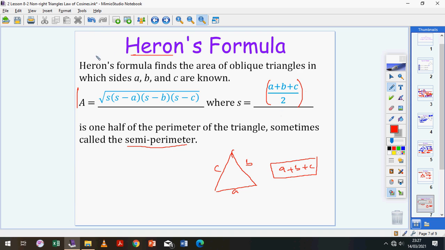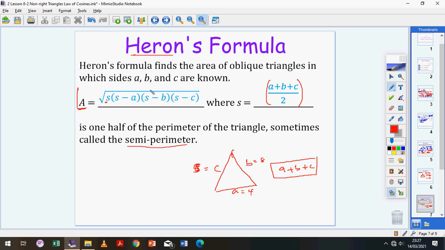Heron figured out a way to find the area of a triangle without knowing any of the angles in that triangle. As long as I know the perimeter of that triangle, the semi-perimeter of that triangle, and I know all the three sides. So if I have a triangle like this, in which this is 5 and this is 8 and this is, just for assumption's sake, 4, right? Could probably not exist. But if I just know these sides without knowing any angle, Heron gave us a way to figure out the area.